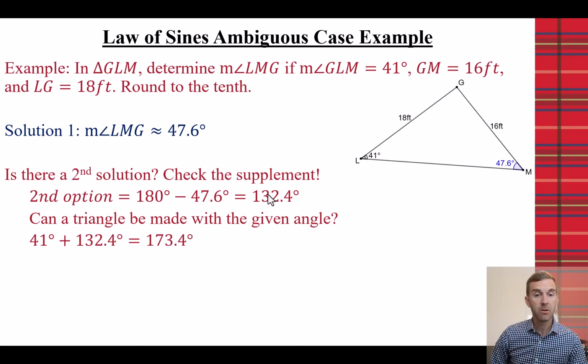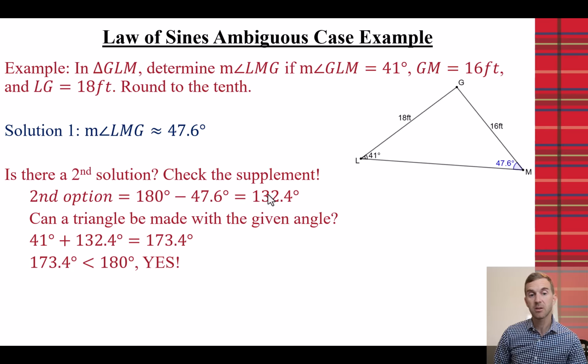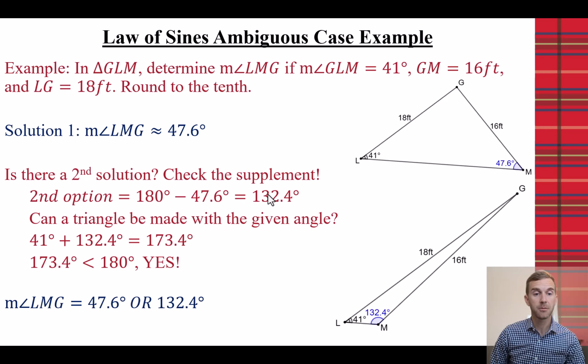Well, the two that I have are only 173.4 degrees. That's less than 180. That last measure would just be 6.6 degrees. Yeah, it's really small, but it's still a valid measure. Since those two add up to less than 180 degrees, we know we actually have two solutions to this problem. And this is what the two triangles would look like. We have our one triangle here, and this is what that obtuse triangle would look like with the 132.4 degrees.